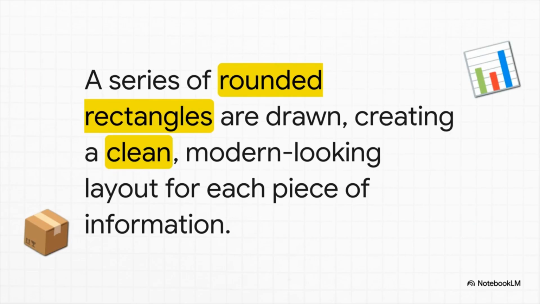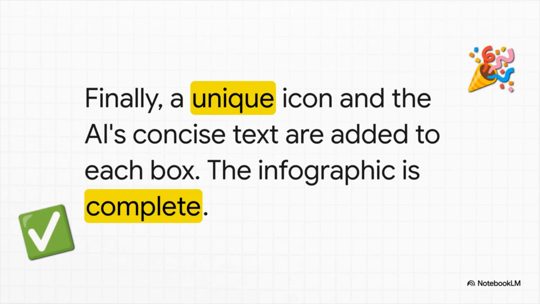Okay, now we need some structure. So the script draws these really clean, modern-looking rounded rectangles, one for each of the AI's bullet points. This creates the layout and gives every piece of information its own little home. And finally, the details. A little icon gets dropped into each box to make it pop, and the AI's short and sweet text points are filled in. And boom, just like that, the assembly is finished. One complete infographic rolls off the line, and the process immediately kicks off again for the next one.